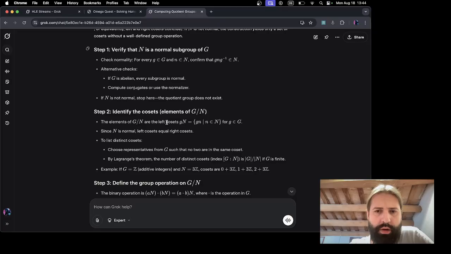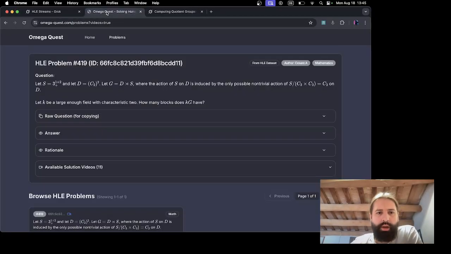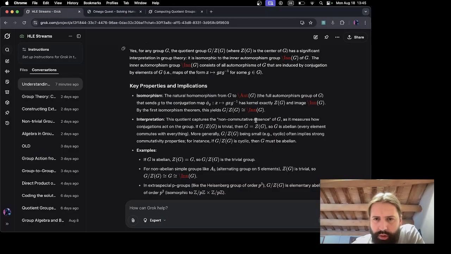Because you're kind of spreading, it's almost like you're nesting. Doing G over N is like nesting N in G. So if G over Z(G) is trivial, then G equals Z(G).